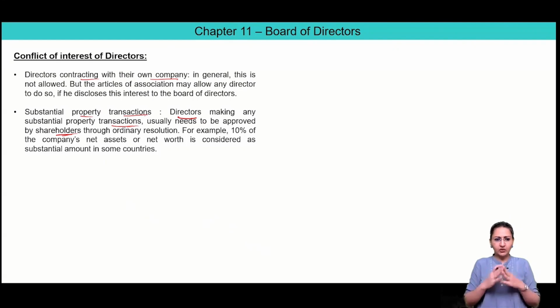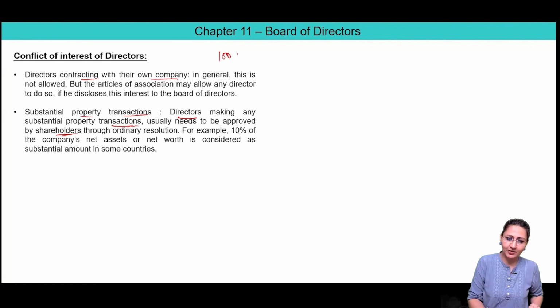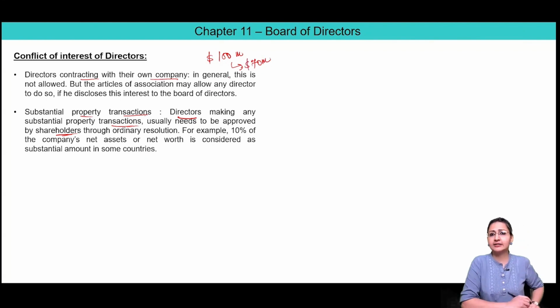But if one particular director is doing that, then it is a conflict of interest. How will a conflict of interest arise here? Let's suppose the total assets of a company are $100 million. Out of this $100 million, one of the directors signs off and purchases a $70 million land somewhere. Now, what can be the chances? The land was not worth $70 million. He purchased it at a very high price.